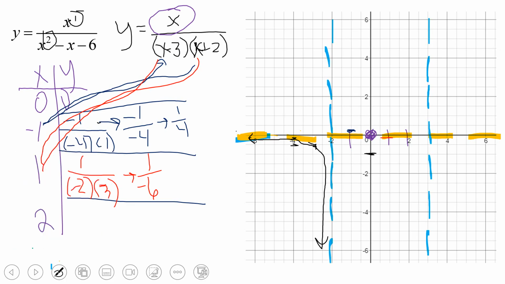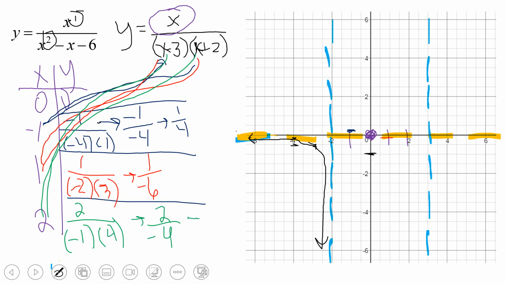So I have 2 over 2 minus 3 is -1. 2 plus 2 is 4. And this is going to equate to 2 over -4. Okay, that's going to be -1/2, which is right here. All right, that's enough information for me to see. I've got to go through those points: through this point, through this point, and through this point. Remember that as you get closer and closer to the vertical and horizontal asymptotes, it's going to hug those lines.